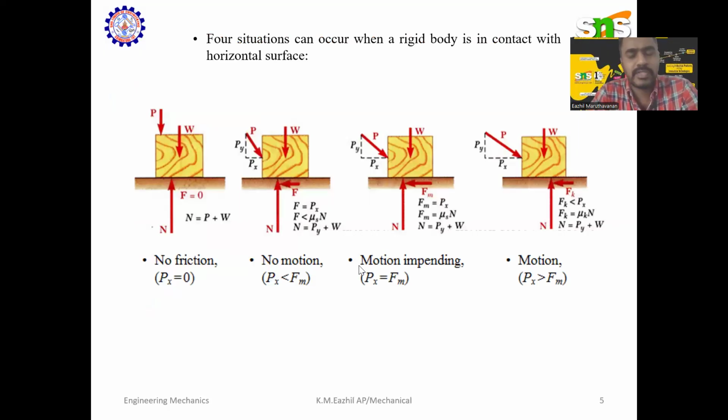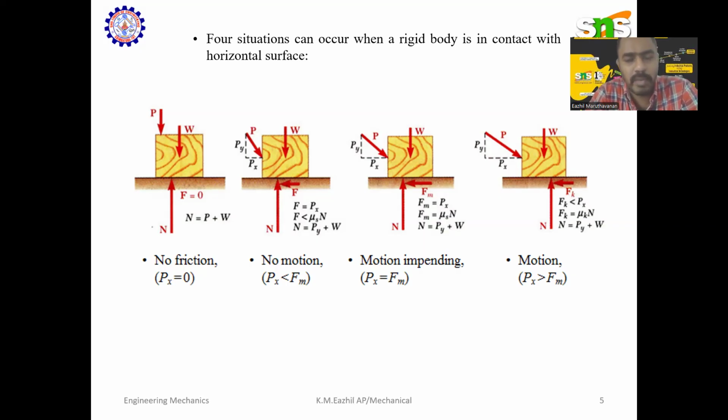Here, based on the conditions given in the image, we have to find whether the object is moving, about to move, or in motion. In the first case, as we've already seen, there is no applied force acting horizontally. The applied force is vertically downward, so there is no need of frictional force. The body is in static condition. In the second state, the body doesn't move because the applied force is lesser than the frictional force.